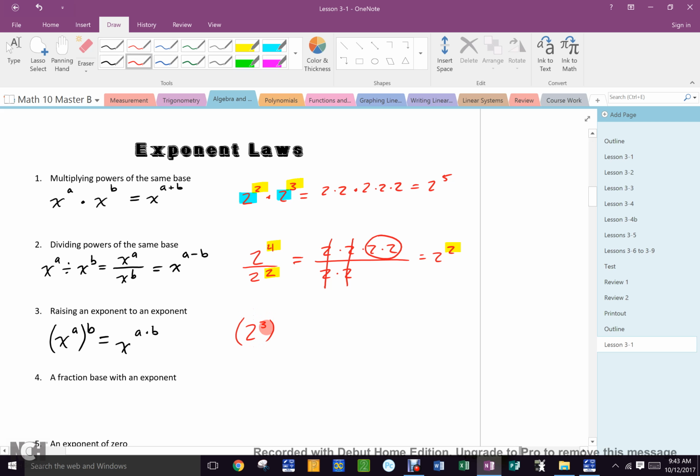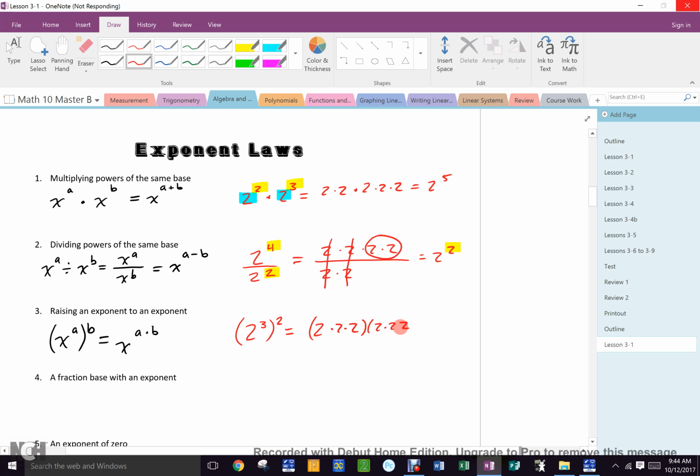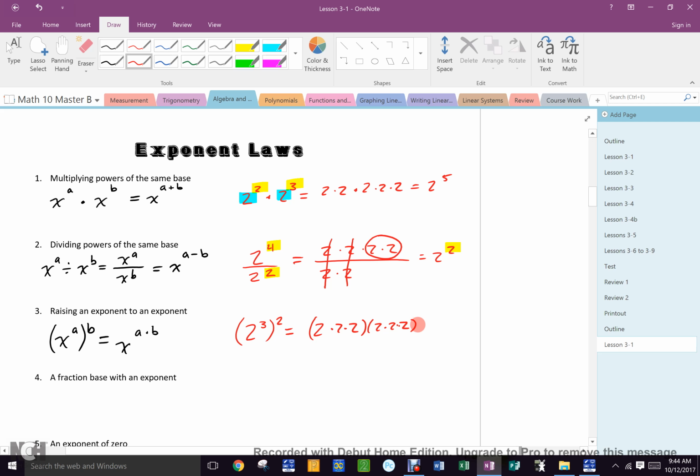2 cubed squared. What's the base here? 2. And what is happening to 2? It's being cubed, right? So what's that really? 2 times 2 times 2. And how many times is that happening? Twice. Because it's being squared. So I end up with how many 2's? 2 to the 6th. And the relationship is, of course, multiply.